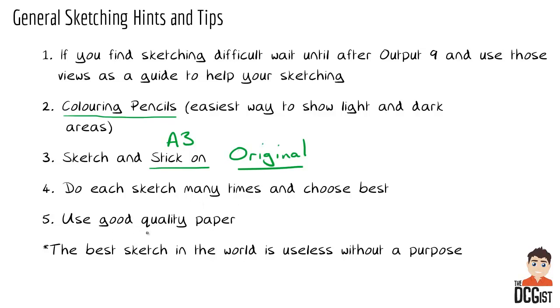The fifth thing is to use good quality paper. If you use very light paper, it's very difficult to sketch properly, especially in terms of your light and your dark parts of your sketch, okay? That's particularly relevant here with the coloring pencils. If you're using coloring pencils on bad paper, they won't come out as well as if you use good quality paper, okay?